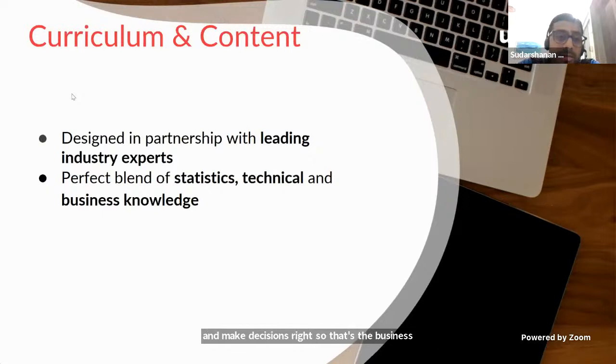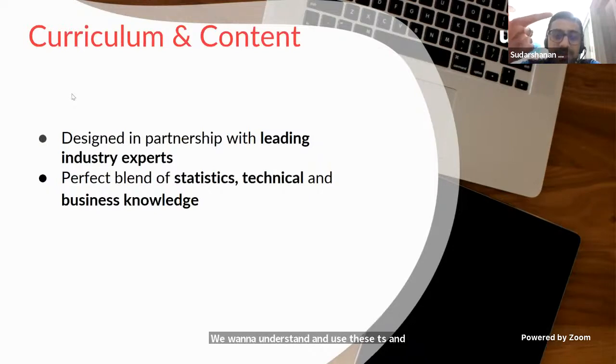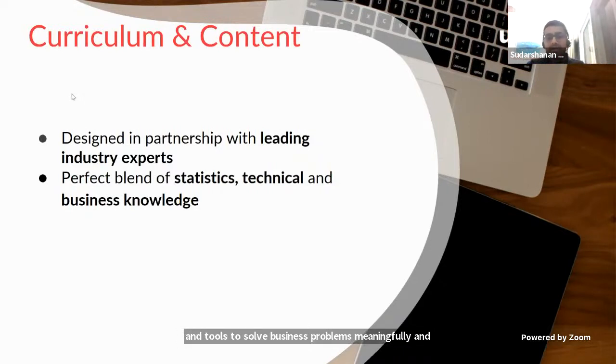That's the third angle that the program will touch upon, right? So in the end, that's kind of what we want, right? We want to understand and use the stats and the technical tools to solve business problems meaningfully and in an interpretable way, right? Great. We can move on to the next slide, Siddhant.